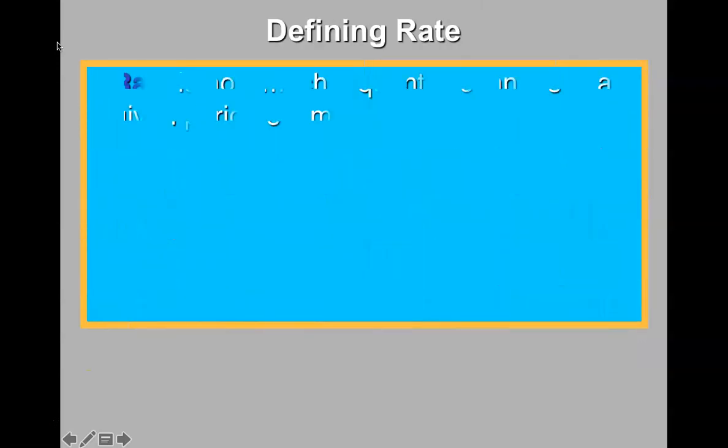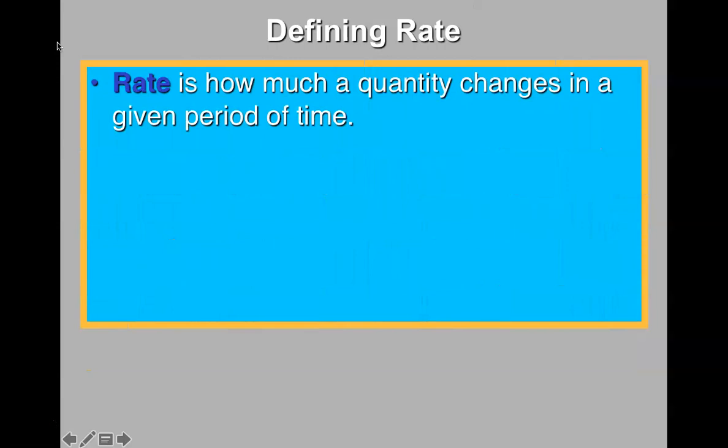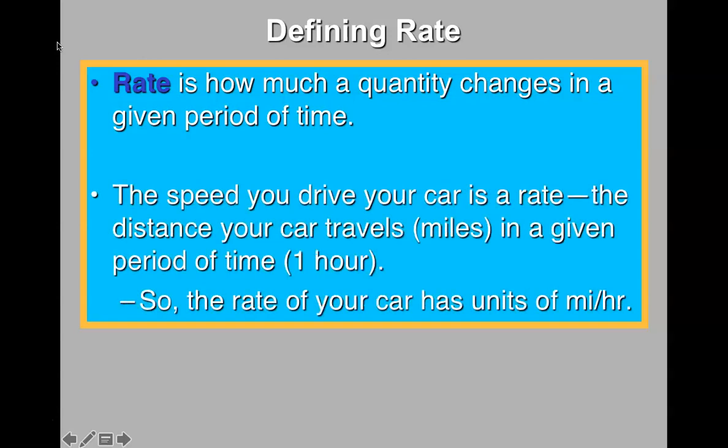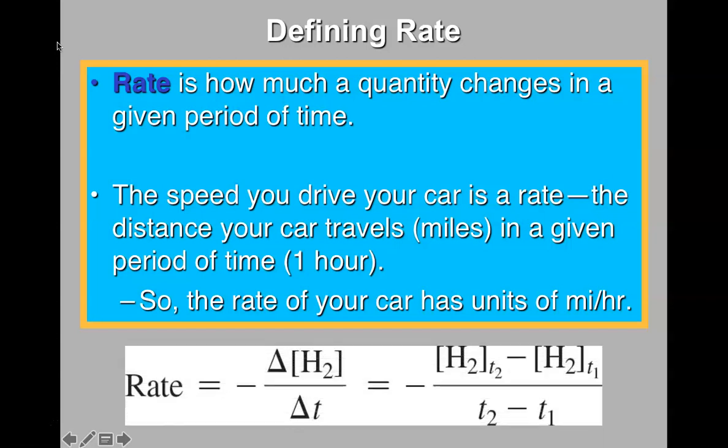All right, so defining rate: rate is just how much a quantity changes per given time. So change in concentration over change in time, one way of looking at it. Just like the speed of your car when you're driving, miles per hour. And of course there are units involved. Always have to have units to explain what the measurement is.